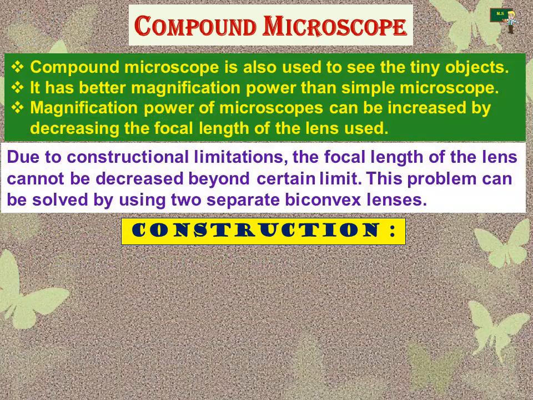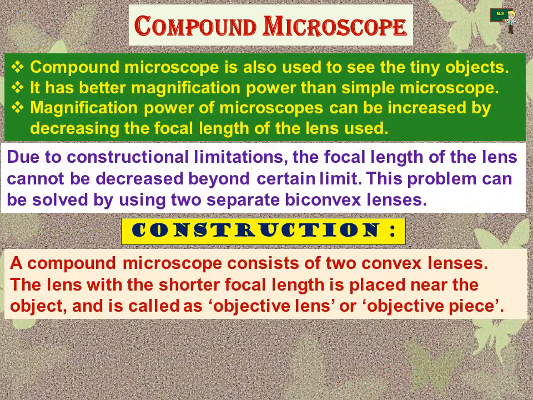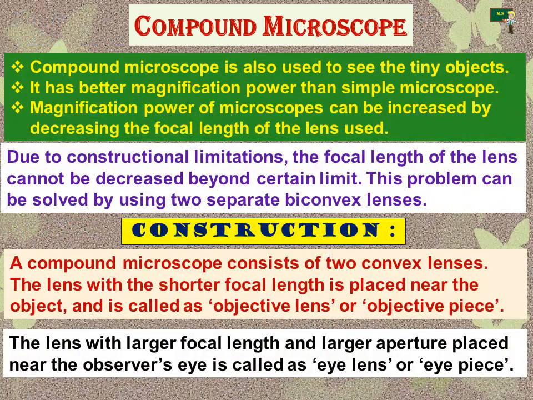Now let's move to the construction of the compound microscope. A compound microscope consists of two convex lenses. The lens with the shorter focal length is placed near the object and is called the objective lens or objective piece. The lens with larger focal length and larger aperture, placed near the observer's eye, is called the eye lens or eyepiece.